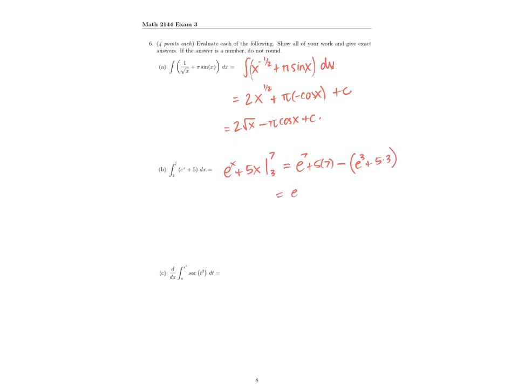So this is e to the 7th plus 35 minus e to the 3rd minus 15. So I have e to the 7th minus e to the 3rd plus 35 minus 15 is 20. And that's pretty much as simple as we can go there.